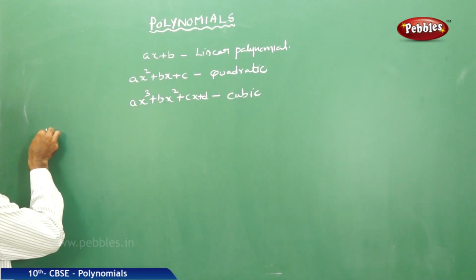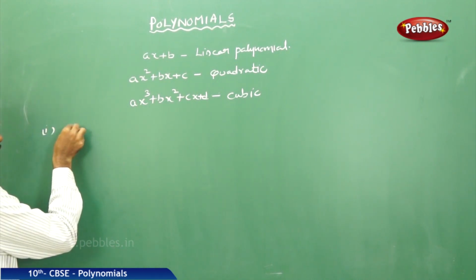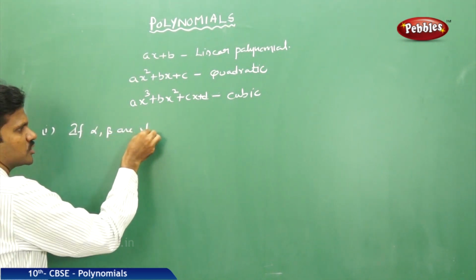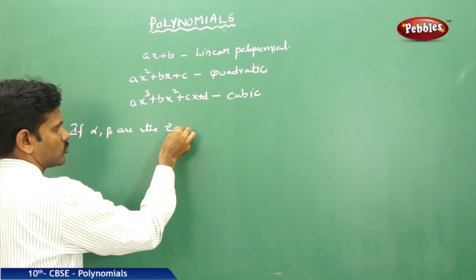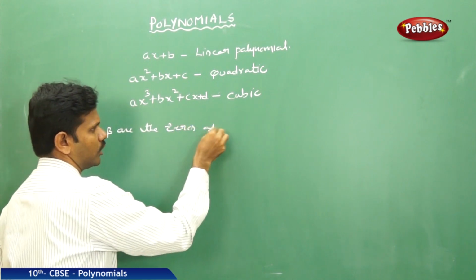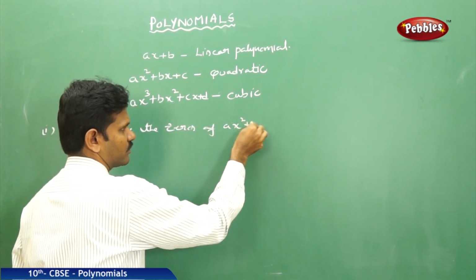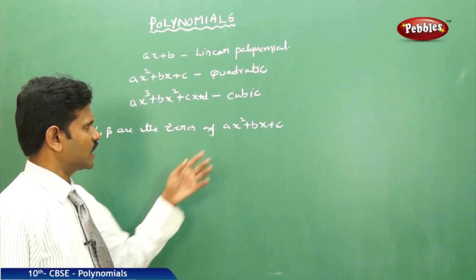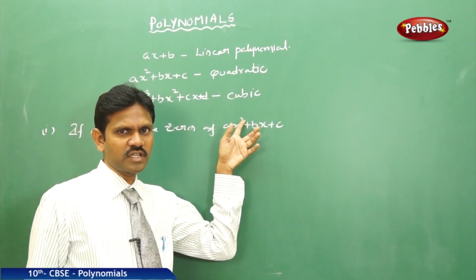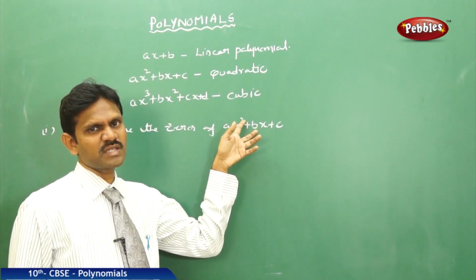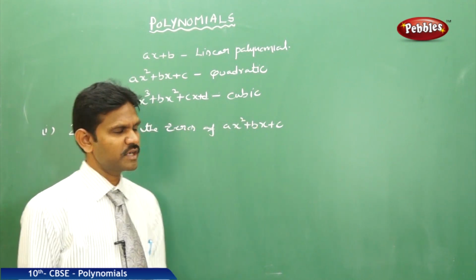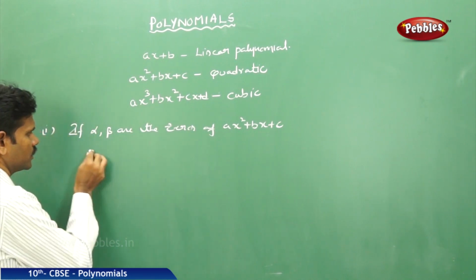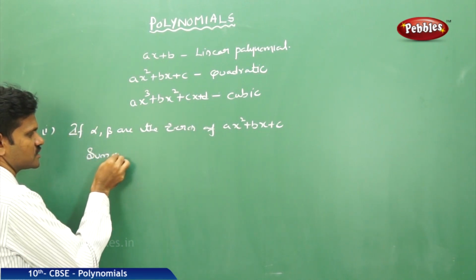Suppose alpha comma beta are the zeros of ax square plus bx plus c, that is, the highest degree is 2. Highest degree is 2 means it has a maximum of 2 zeros. Their names are alpha and beta. Then here we have 2 cases.